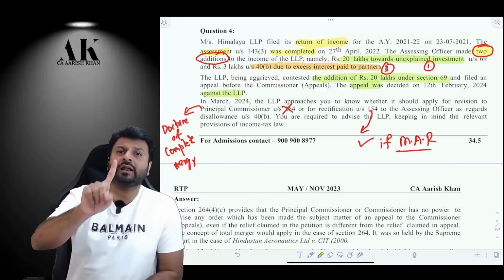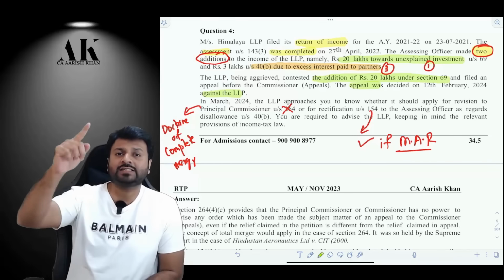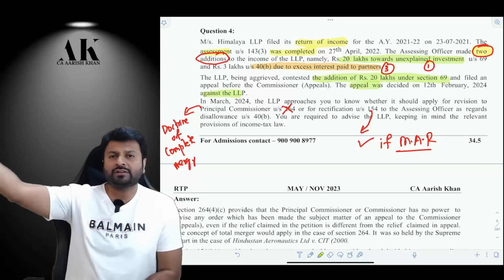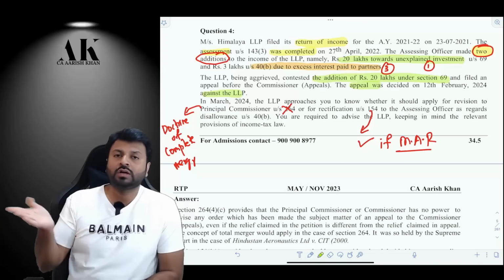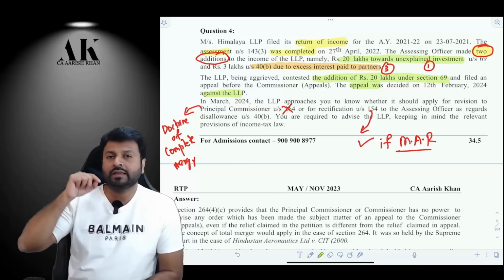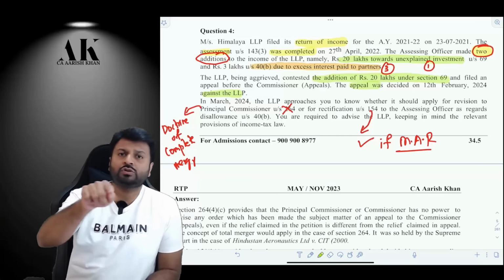Out of that, the first mistake, assessee has challenged. Assessee has challenged the first mistake in the court. Okay, and the matter has gone to CIT appeal, and CIT appeal has decided that matter. Now the assessee wants to challenge the second matter also. So the assessee has 2 options, given in the question. Can the assessee go for 264 revision, or should it go for 154?